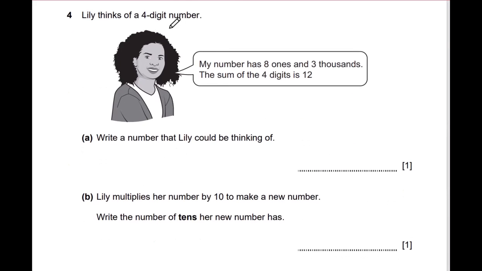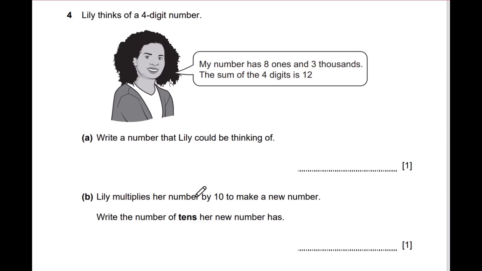Number 4. Lily thinks of a 4-digit number. My number has 8 ones and 3000. The sum of the 4 digits is 12. A: Write a number that Lily could be thinking of. B: Lily multiplies her number by 10 to make a new number. Write the number of tens her new number has. Alright, let's check the question. If you have not finished, you may pause this video, guys.